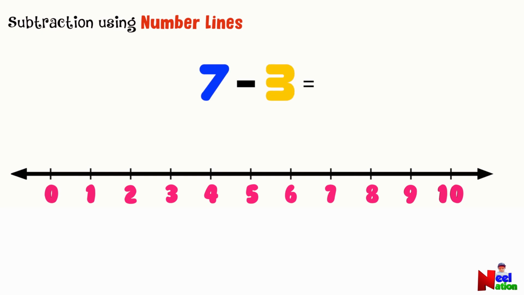Can you tell me what 7 minus 3 is using a number line? Let's start by locating the bigger number on the number line. Which is the bigger number? 7. There you go.